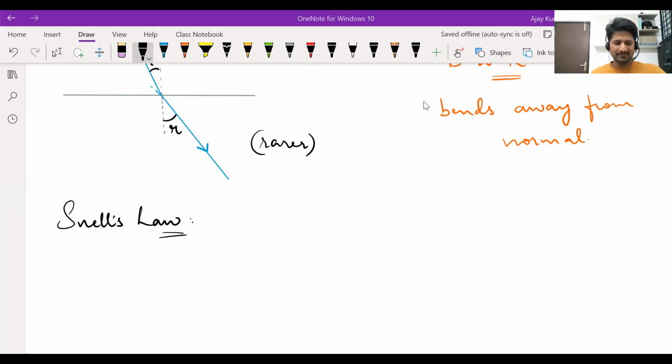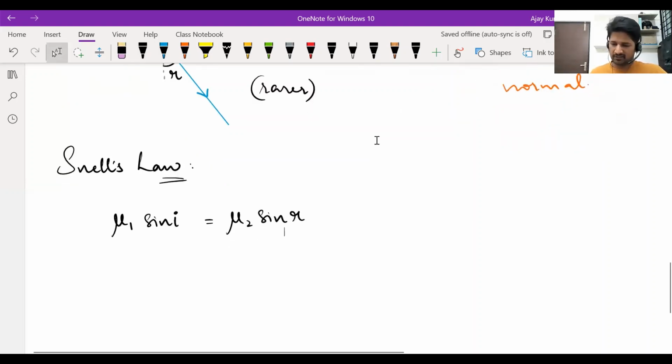Mu1 sin I is equal to mu2 sin R. Okay. You can write it as sin I by sin R is equal to mu2 by mu1 also. But most important, what is mu1 and what is mu2?